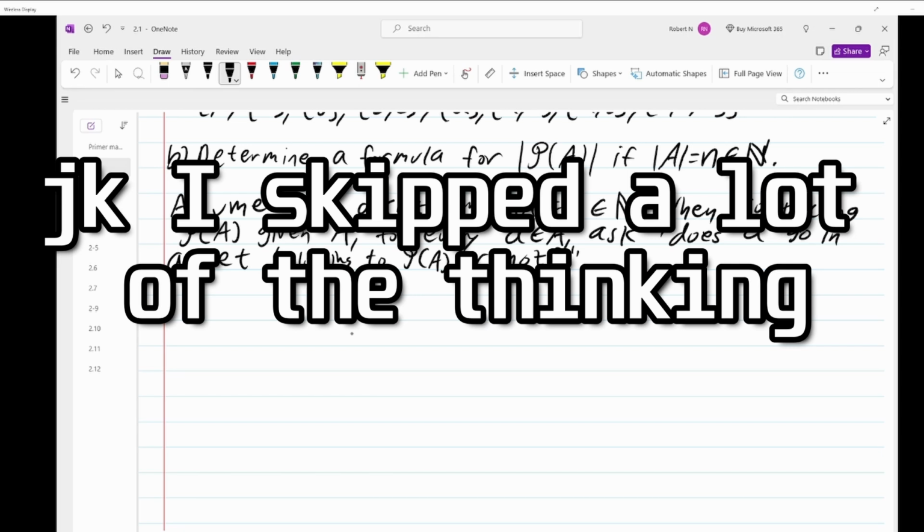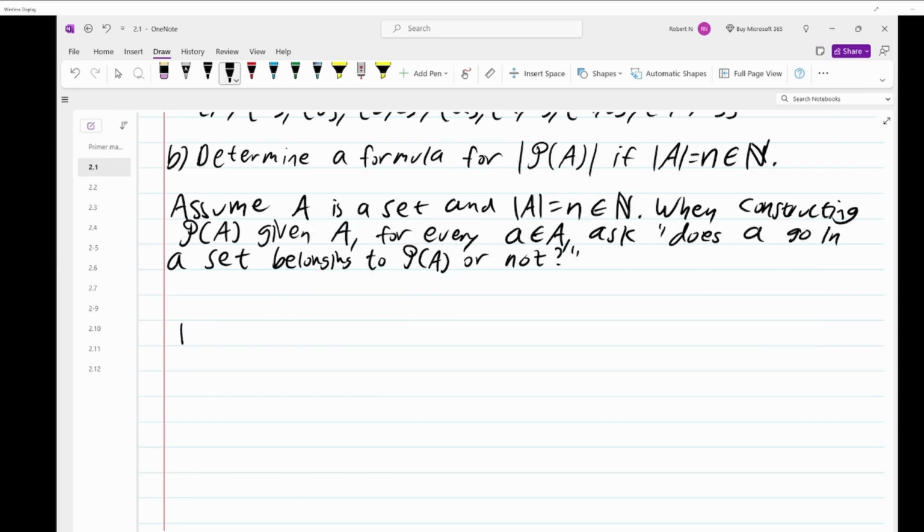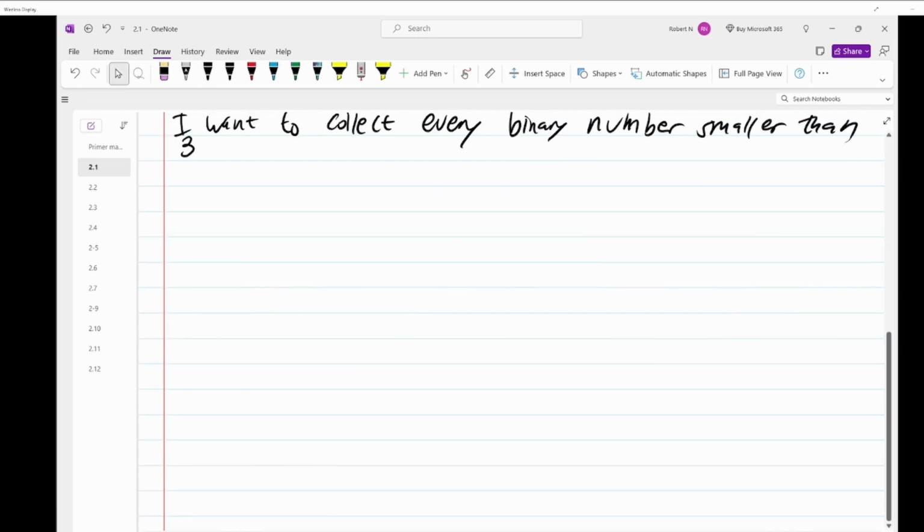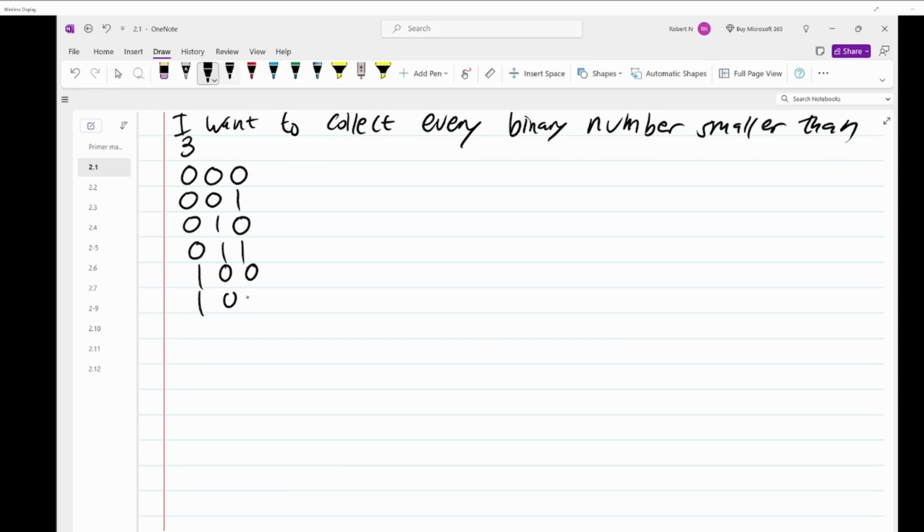Let's say I want to collect every binary number smaller than n. Or let's do a real example. Let's do like 3. Why not? Because 3 is great. So what do I start with? 0, 0, 0 seems reasonable enough. 1 seems like a pretty obvious next choice. And why not just keep going in this manner till I have all of them? That makes sense to me.